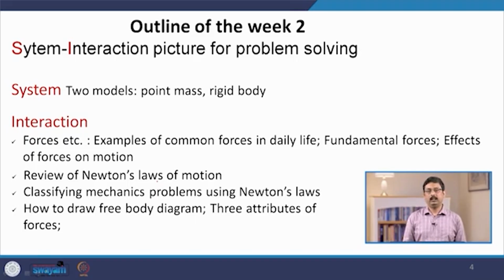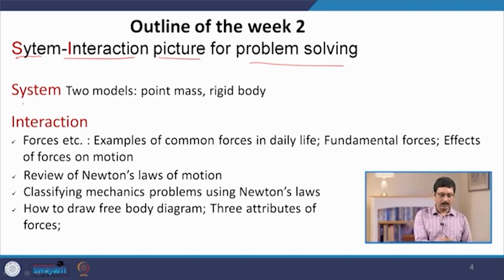First, we will introduce a general strategy for solving mechanics problems, which we call the system interaction picture for problem solving. First we will discuss what a system is. We will take several examples, and in particular we shall introduce two very common mechanical models: one is the point mass and one is the rigid body. These will be used repeatedly in various examples, so we shall summarize the essential points about them. After that, we will talk about interactions.